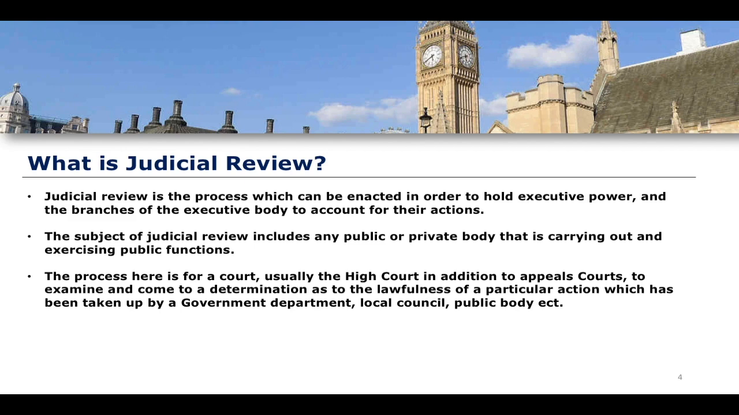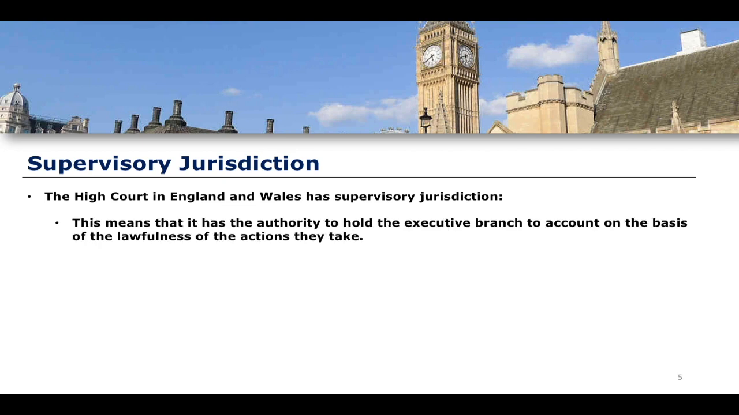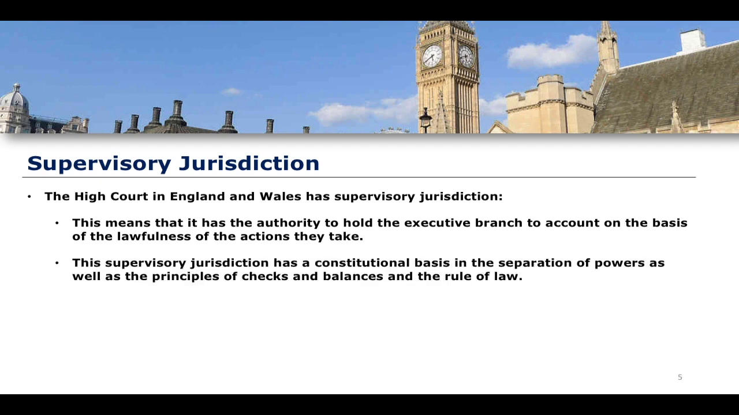Now, the High Court is a very interesting institution when it comes to judicial review, because what the High Court has is this thing known as supervisory jurisdiction. And this is really where judicial review originates, or at least where it derives its authority. It means essentially that it has the authority to hold the executive branch to account on the basis of the lawfulness of the actions that they may take.